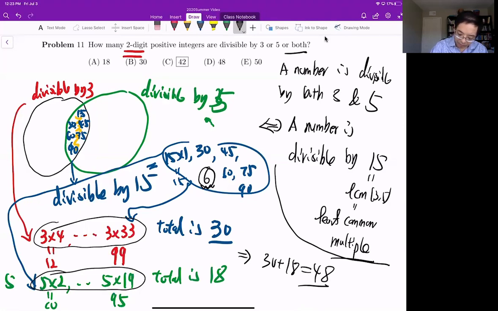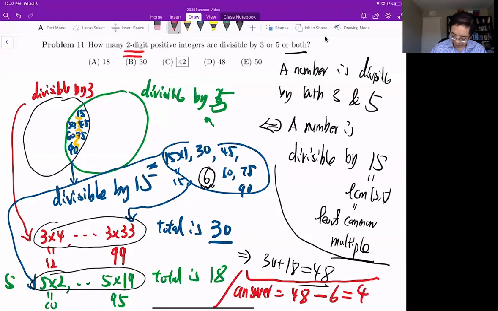So the final answer equals 48, and you have to subtract this 6, which gives us 42. Let me write it: the final should be 30 from here, plus 30 from here, then minus the 6 from here, and this will give us 42.